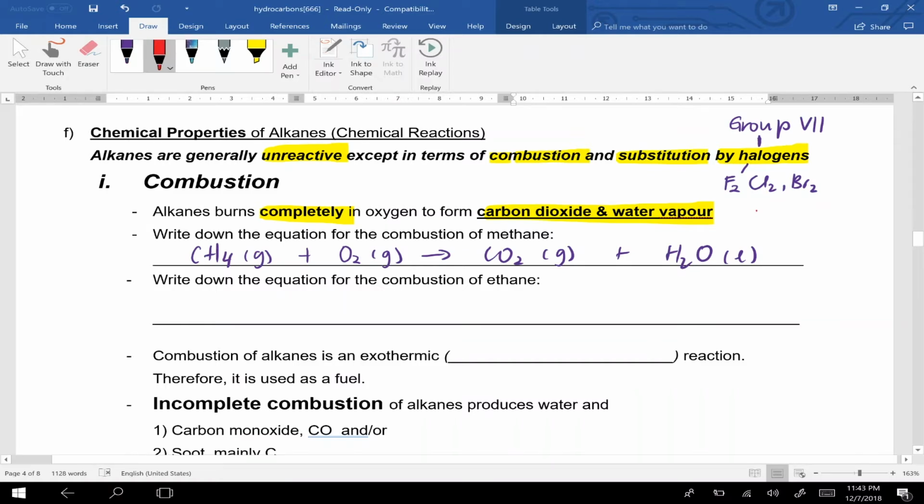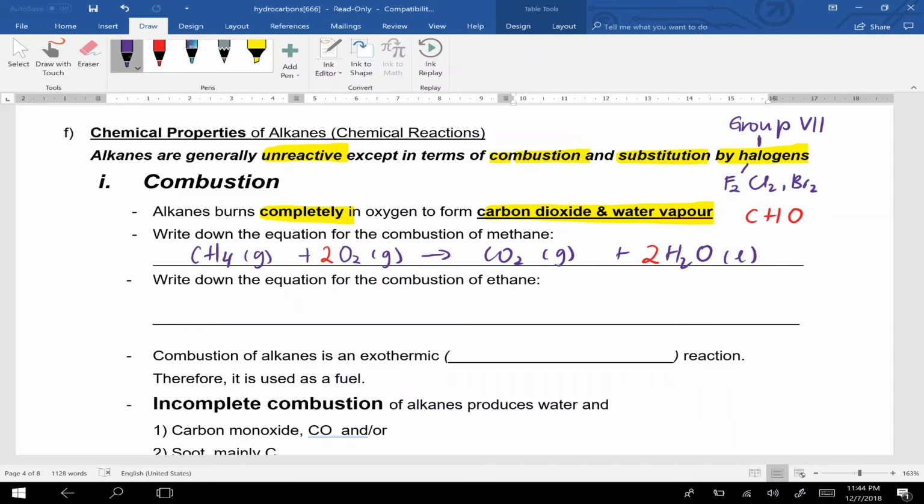We balance it in the order of C, H, O. So we balance the carbon first. One carbon, one carbon, so this is balanced. Next we balance the hydrogen. There are 4 hydrogens on the left hand side, and there are 2 hydrogens on the right hand side. So we add 2 here. Then we have 4 hydrogen on both sides. Now lastly we balance the oxygen. I have 2 oxygen on the left hand side, but I have 4 oxygen on the right hand side, so I need to add 2 here. So now this is balanced.